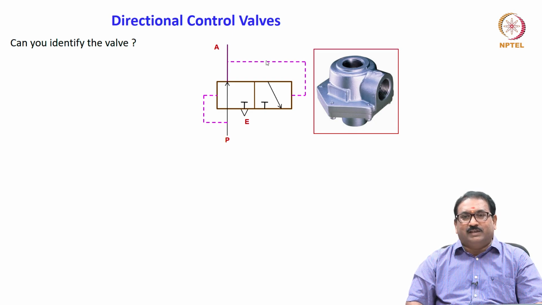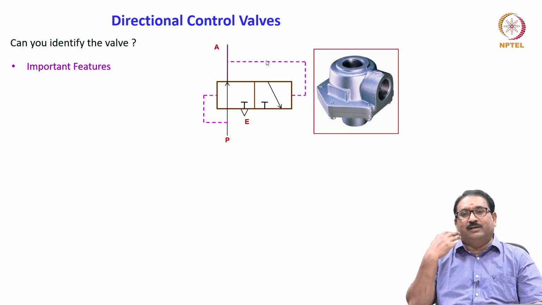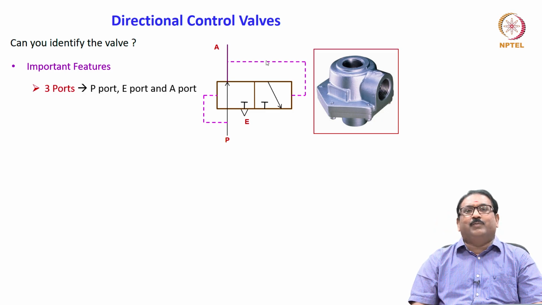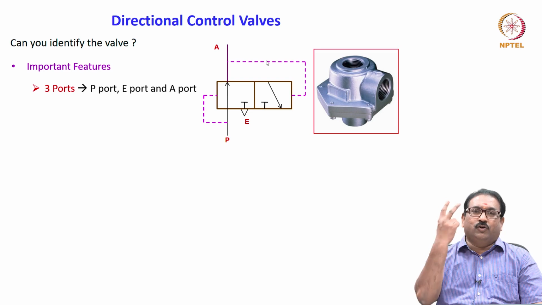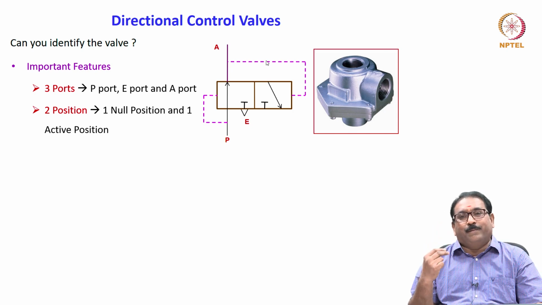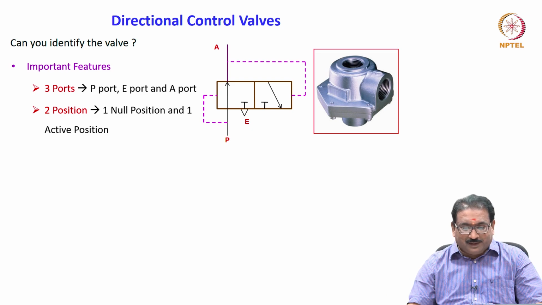How many ports are there here, friends? Important features you will see. Yes, you are rightly correct: 3 ports are there. P port, A port, exhaust port. How many positions, friends? 2 positions: null position and active position. Then what is a null position? See the figure. If we assume this is the null position, it is normally open.